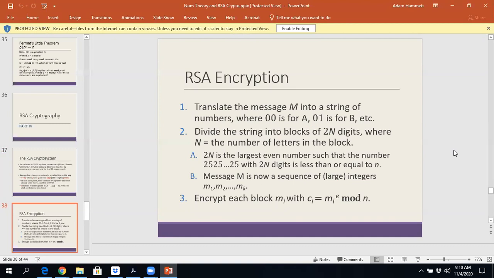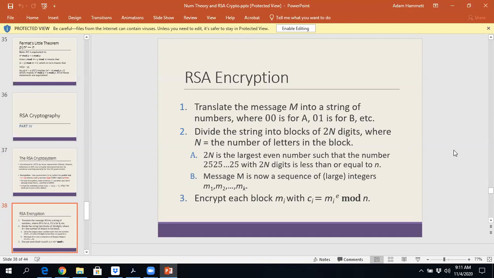Once I do that and break the thing up into the appropriate size chunks, I simply take the message I want to send, raise it to the E power, and take that modulo N, and that's my ciphertext, or my encoded text, or whatever. And that's what I send across the channel, and no one should be able to break that thing. So I get a bunch of ciphertext blocks that I send across once I encrypt them.